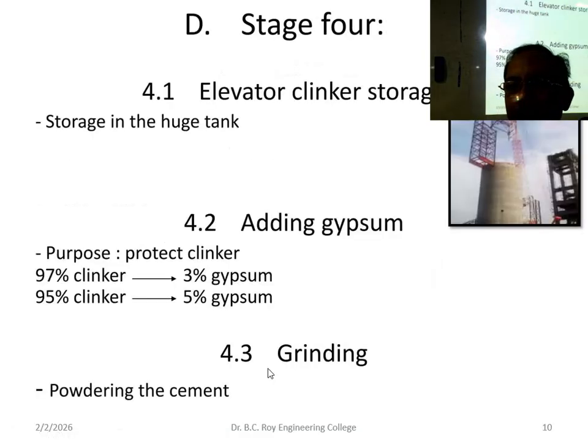Then after that, the clinker is elevated to storage. It is stored in a container, in a huge tank. Then you have the addition of gypsum. Some amount of gypsum is added to protect the clinker, 3% gypsum, 5% gypsum, depending on the requirement. Accordingly, you get the quality.